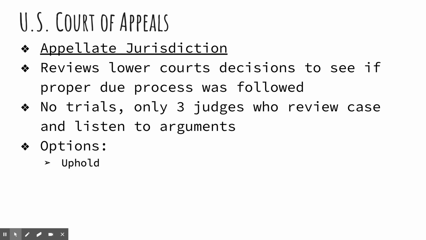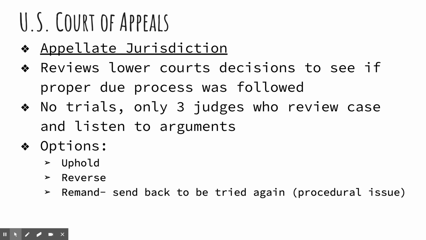And the U.S. Court of Appeals judges, they can hand down 3 kinds of opinions. So they can vote to uphold. Okay, they can uphold the decision of the lower court. They can reverse or overturn the decision of the lower court, or they can remand the case and send it back to the lower court to be tried again.